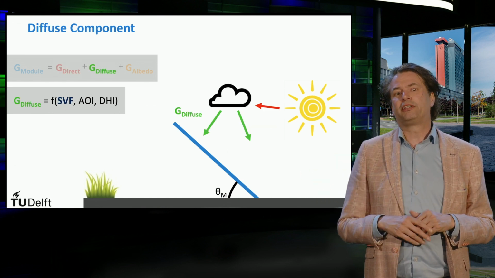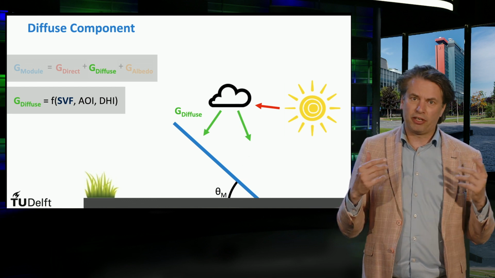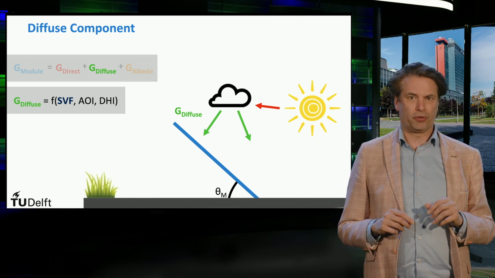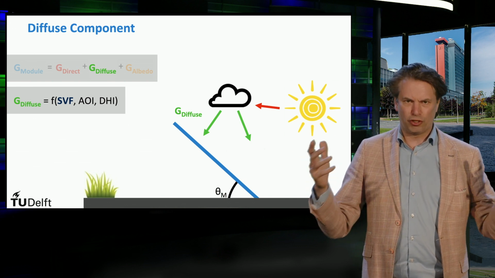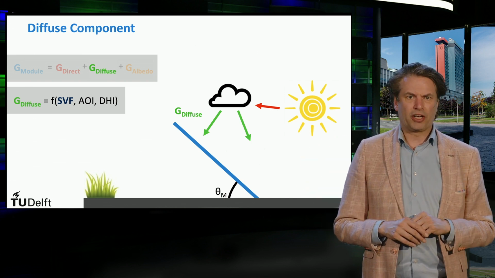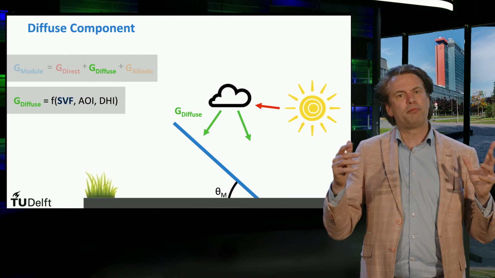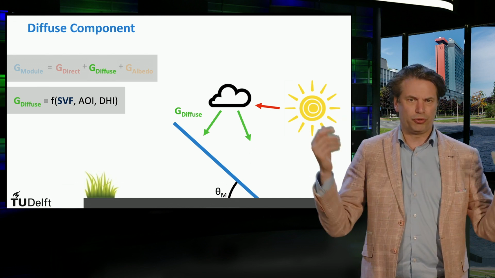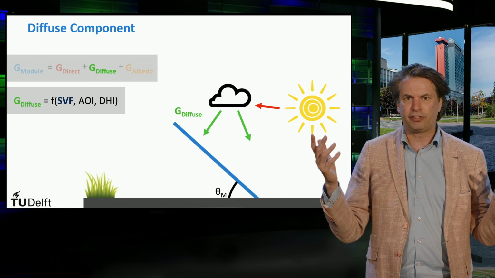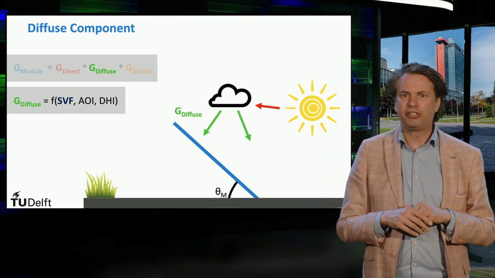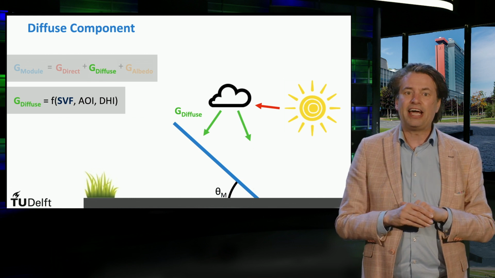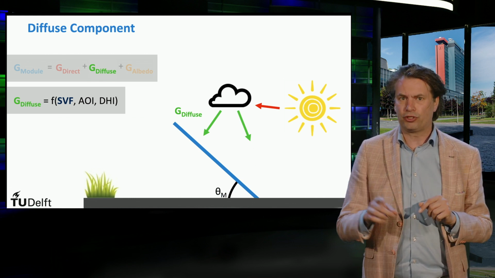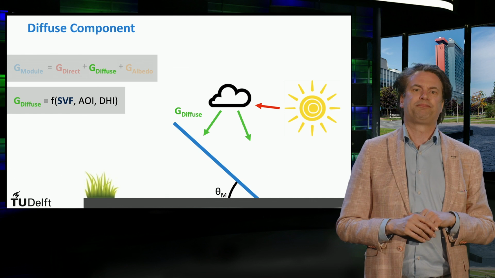The other component that contributes to the incident global irradiance is the diffuse component. There's not a single unique equation to obtain diffuse irradiance. The calculation of the diffuse irradiance depends on the sky model that you want to use. Sky models differ in complexity, but in general they are a function of the diffuse horizontal irradiance, the angle of incidence, and, most important, the sky view factor.